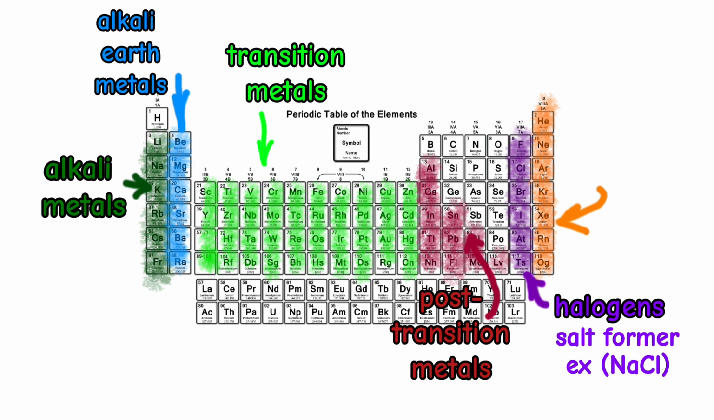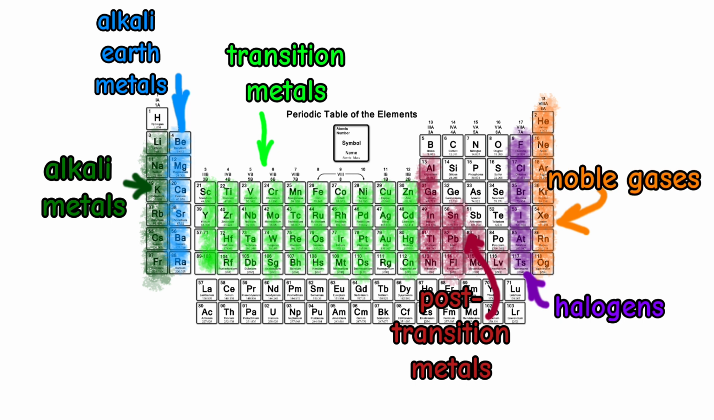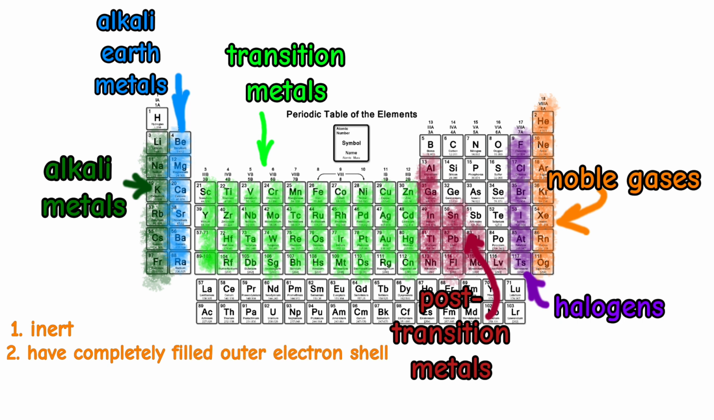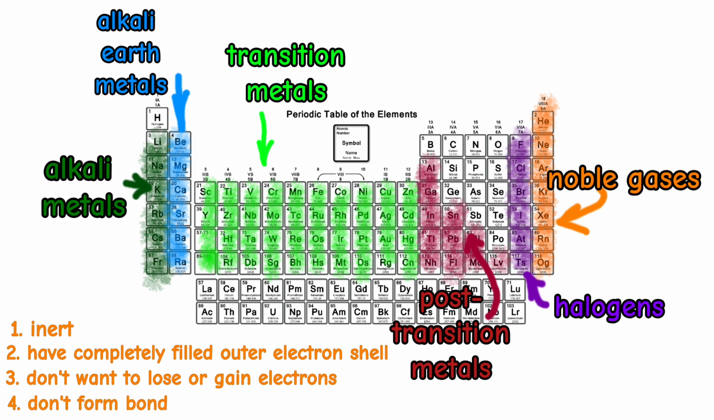These elements are called noble gases or inert gases because they are inert, as they have a completely filled outer electron shell, which means that they don't want to lose or gain electrons at all. They don't want to form bonds. They don't undergo chemical reactions.